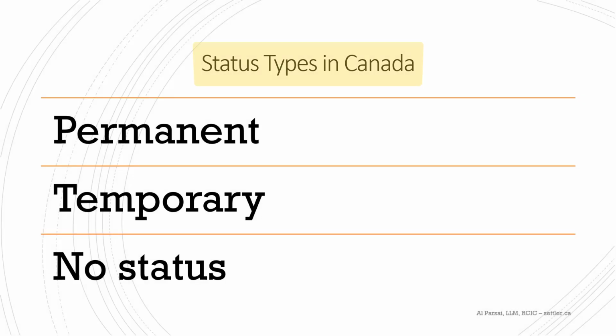There are three types of status in Canada: permanent status, temporary status, and no status at all. And by status, of course, I'm referring to legal status in Canada based on the immigration law.